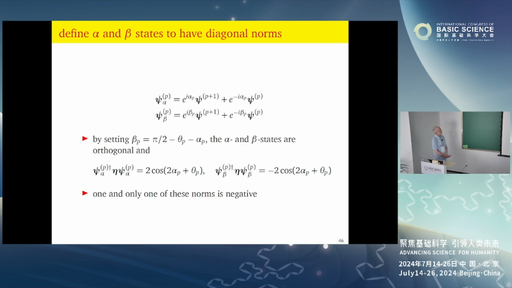So it's convenient to define new states that do have diagonal norms. So these new states that are not energy eigenstates anymore, they're combinations of energy eigenstates. So they're combinations with these phases. And first of all, let's define beta, the beta phase, to be such that these two states are orthogonal. And then we find that their norms are these results. So one is the negative of the other. So only one and only one of these norms is negative.